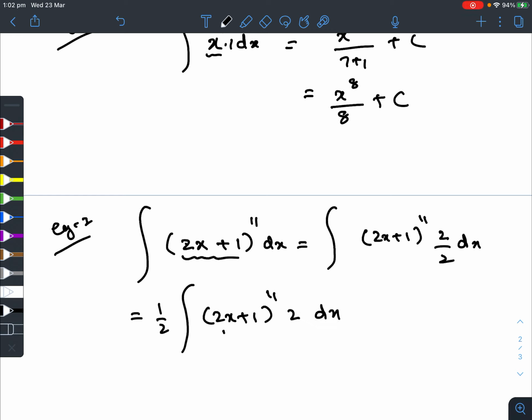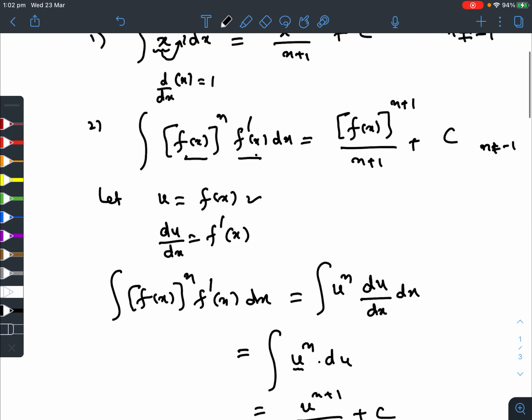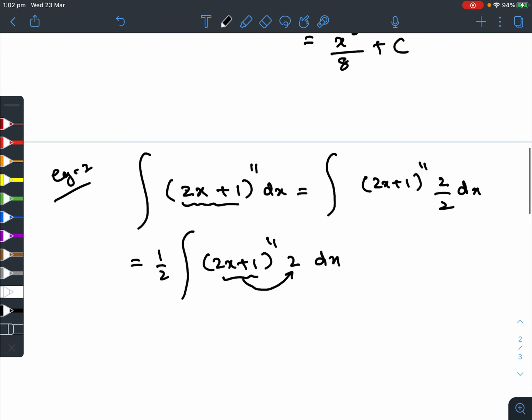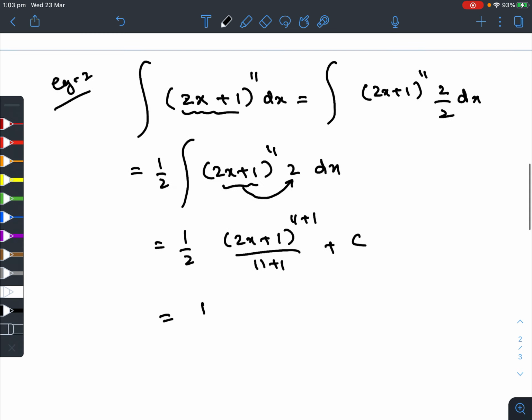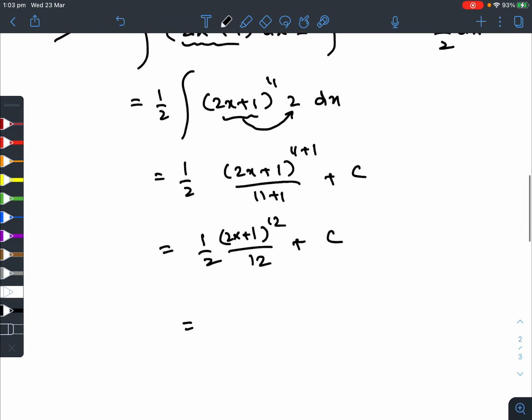Because the derivative of this term is next to it here, you can see that you can apply this second rule over here. This is your function f of x and its derivative is next to it, so we can directly apply the power rule, which is 11 plus 1 over 11 plus 1 plus c. And you can write down further simplification, 2x plus 1 to the power 12 plus c.